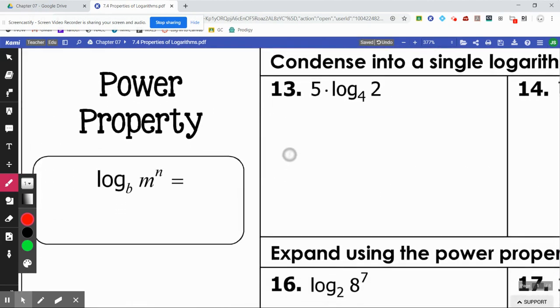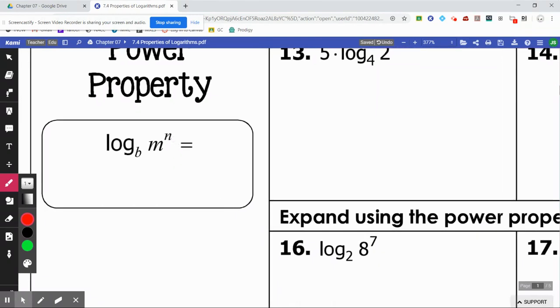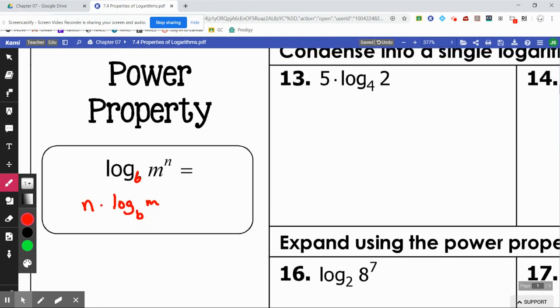Next up, we have our power property, and that's our main three properties. And the power property says this: if you have the log base b of something raised to a power, you can actually take this power and move it down front. And it becomes n times log base b of m. And that's a pretty weird rule, but you can do that.